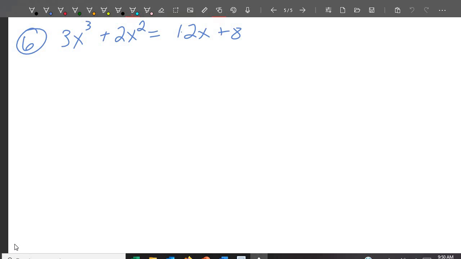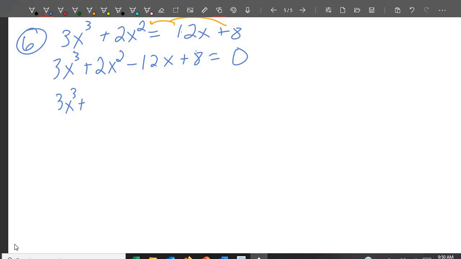Let's do another grouping method. I've got to move these 2 terms over to the left. We're going to have 3x cubed plus 2x squared minus 12x plus 8. Then we put the first 2 terms in the first parentheses, second 2 terms in the second parentheses.